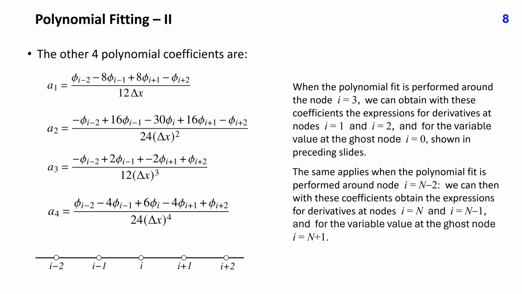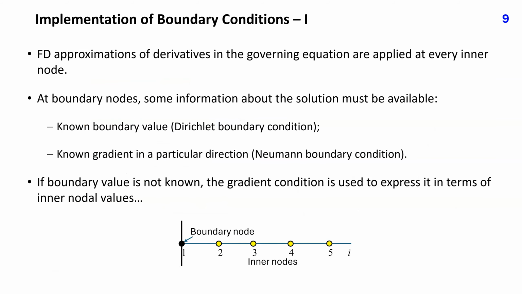The same applies when the polynomial fit is performed around node i equals n minus 2. We can then, with these coefficients, obtain the expressions for derivatives at nodes i equals n and i equals n minus 1, and for the variable value at the ghost node i equals n plus 1.